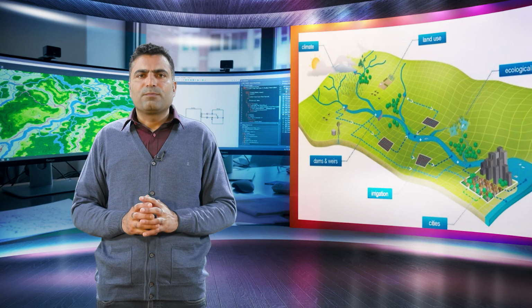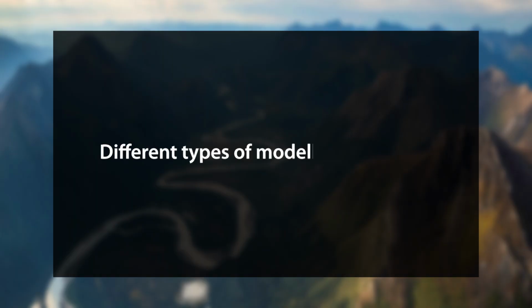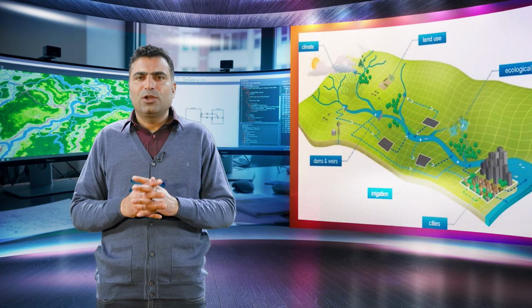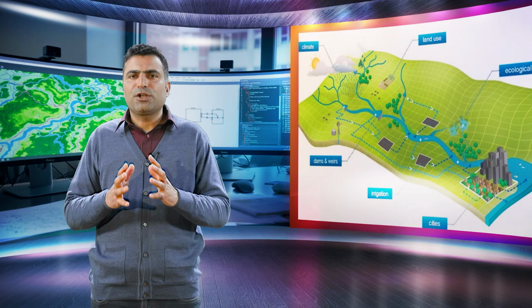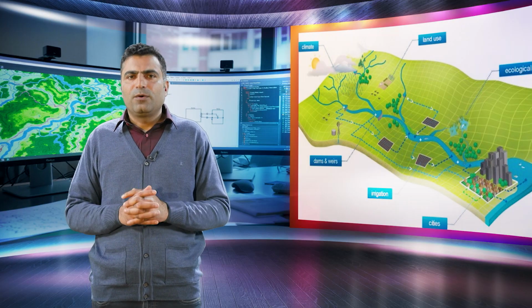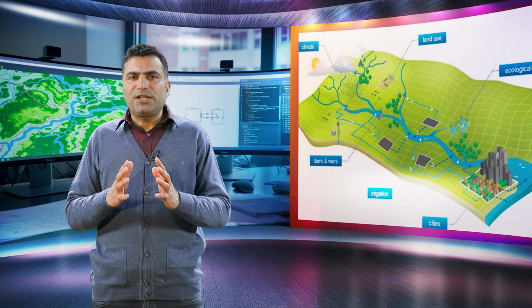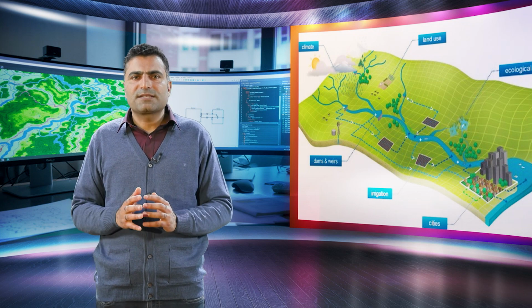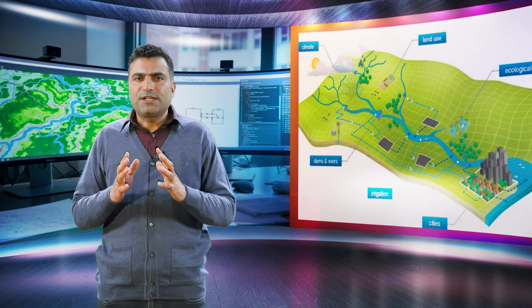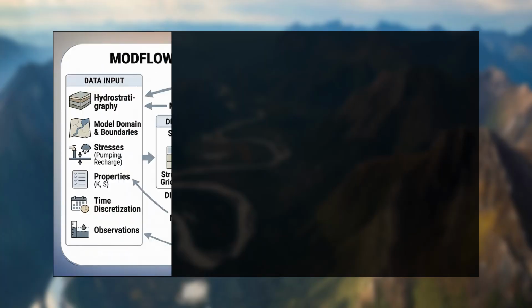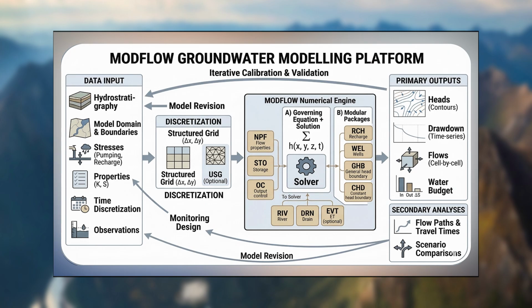Now, let us have a brief and quick introduction about different types of modeling software. We use analytical models or analytical element tools like GFLOW. They are fast but assume the ground is pretty uniform. For complex real world problems, we turn to numerical models like MODFLOW, which is the big industry standard. It divides the area of interest into grids or blocks to calculate flow.